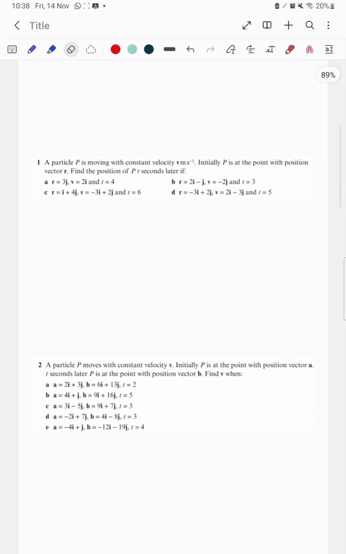So here is our first question. A particle p is moving with the velocity v meters per second, and initially the particle p is at a point with the position vector r. So this is the original position, this is the velocity vector, and the time is given. Find the position of p t seconds later. Let's say initially the object is at this point and its position vector is 3j. After that it covers some distance with a velocity of 2i, for t equal to 4 seconds.